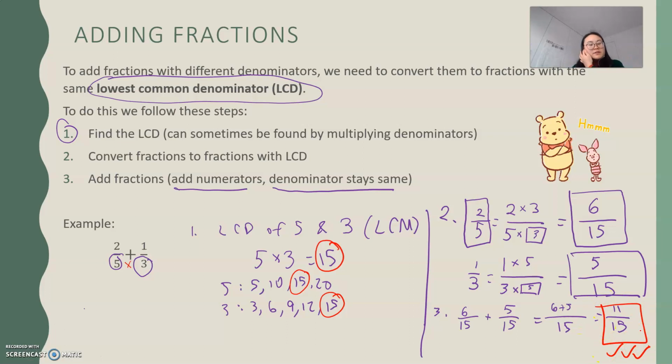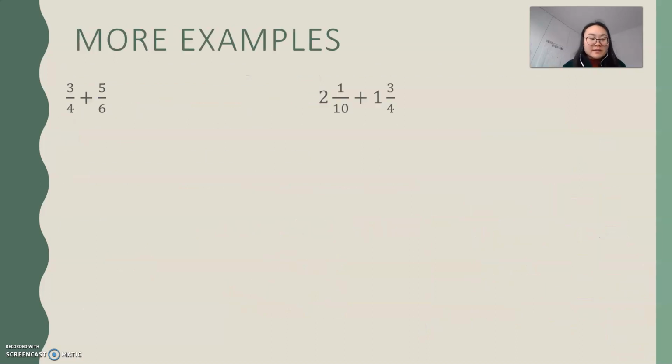Okay, so just to recap, I found the lowest common multiple between 5 and 3, which was 15. I then wrote both fractions as a fraction over 15, and then step 3 was to add them. All I had to do was add the numerators, the denominator just remained as 15. Okay, let's try 2 more examples together, and then it is your turn to practice.